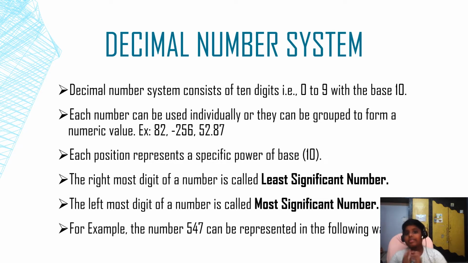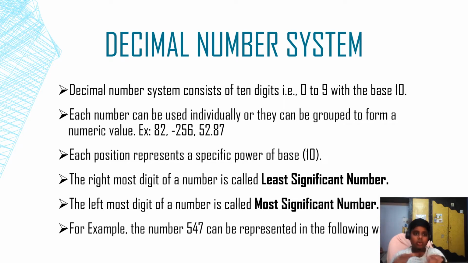So the decimal number system consists of 10 digits, i.e. 0 to 9, with the base 10. Deci, you know the meaning of deci, right? 10. Yes. You have a decagon, it means 10 sides, right? Deci means 10, so there are 10 numbers in the decimal number system. The base of it is 10.